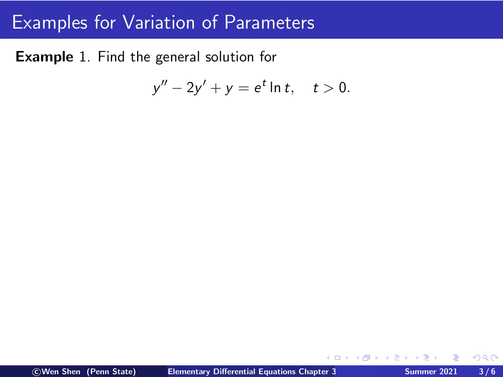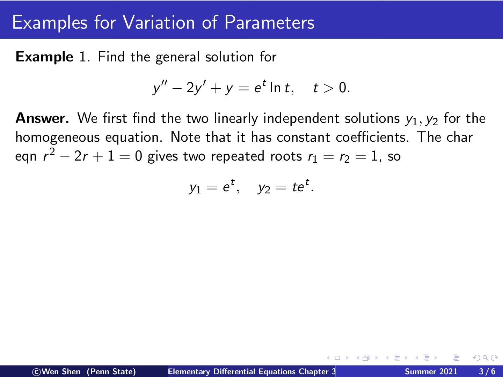So our first example is the following. We want to find the general solution for this equation, that is y double prime minus 2y prime plus y is equal to e to the t times ln of t. And we want to solve it for t bigger than 0. We want a general solution.